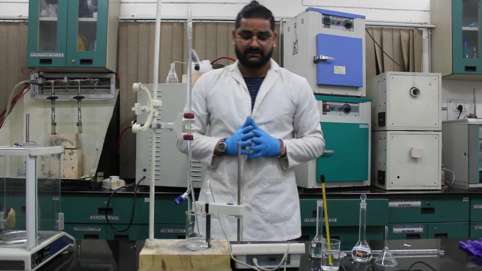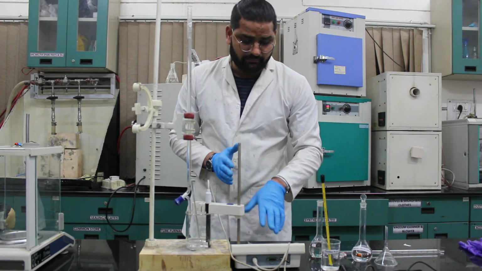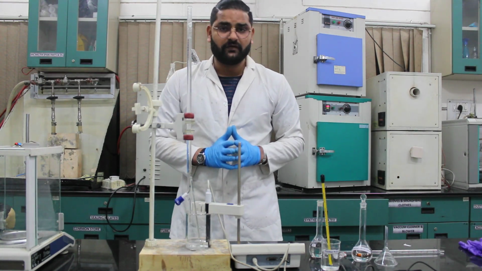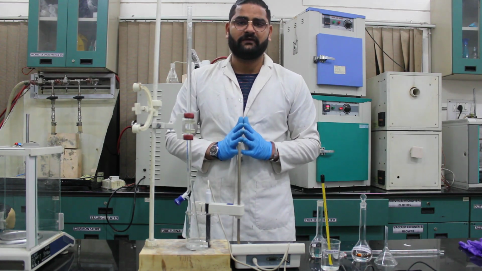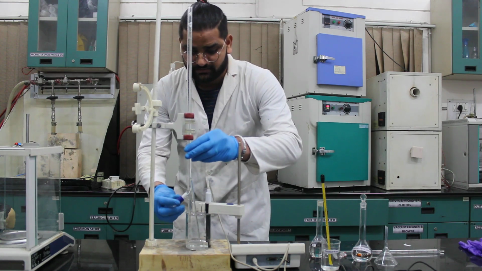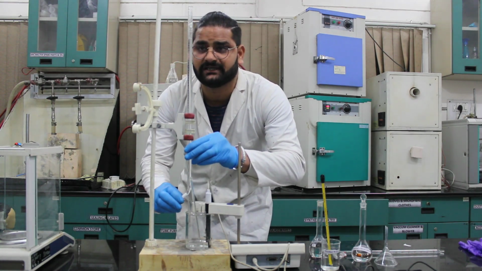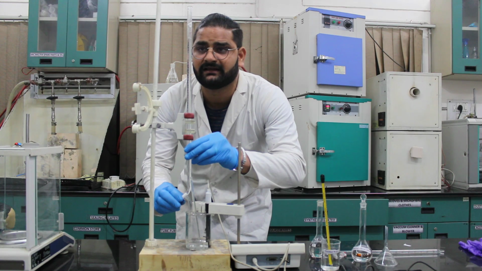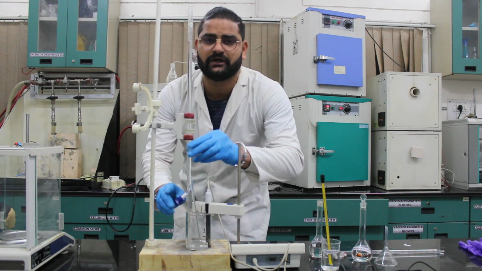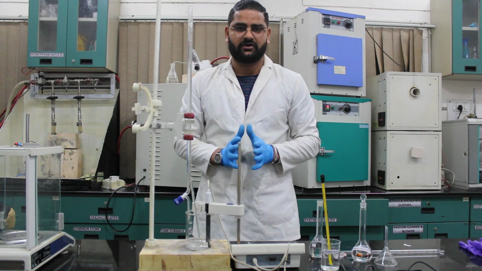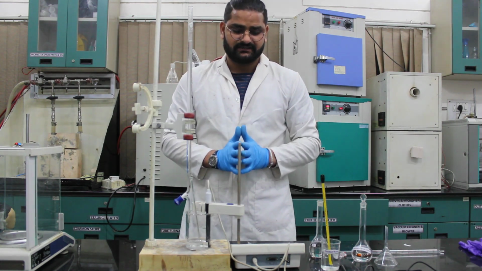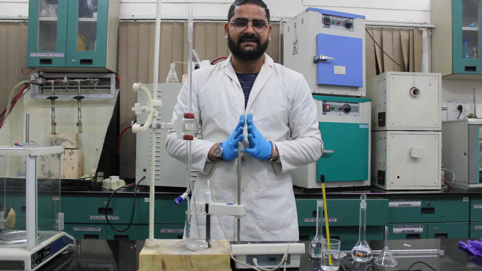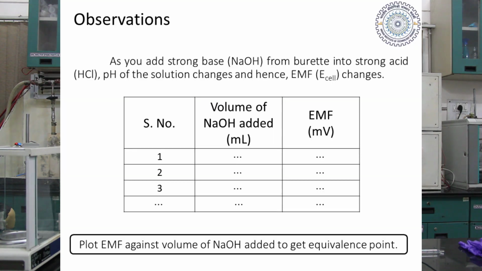After stirring, we again note down the EMF for this solution after adding 0.5 ml of NaOH. And again we keep adding NaOH in 0.5 ml increments, and we note down the EMF value after each addition of NaOH solution till complete titration. Finally we have the data of EMF at different volumes of added NaOH.